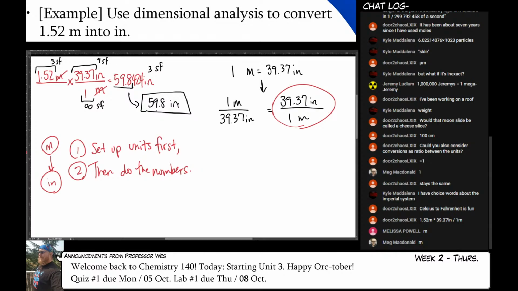Now, the way that I did this, we're going to do more examples. This is the way that I want you to do these problems because this is the way that will guarantee that you do it right. If you do conversions and you don't set up the units first and then do the numbers, if you do it in some other order, you're going to make mistakes. Okay?